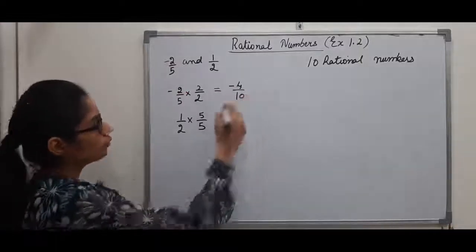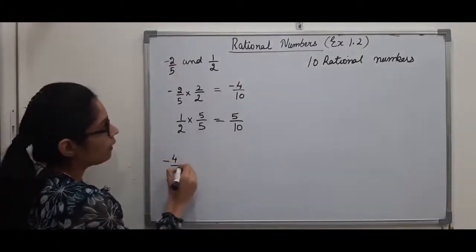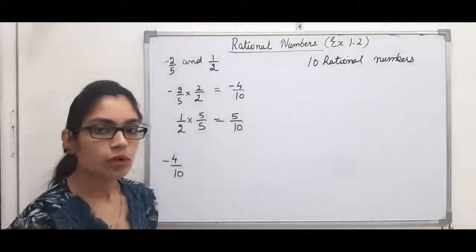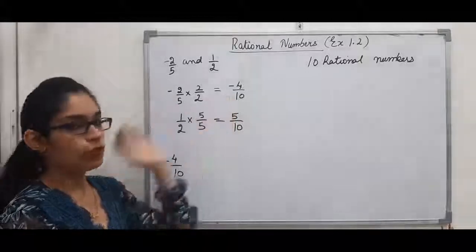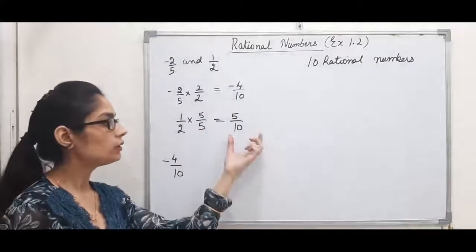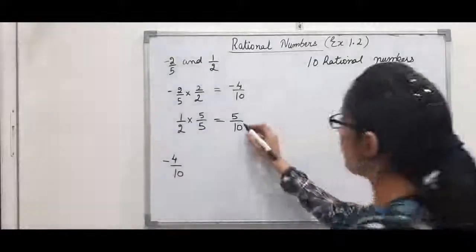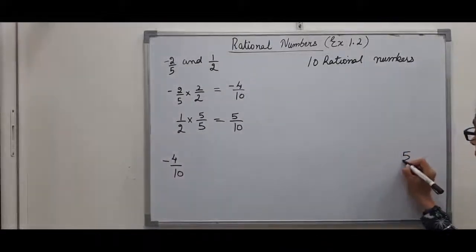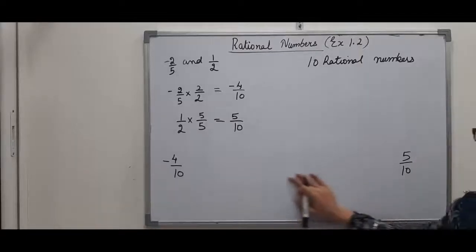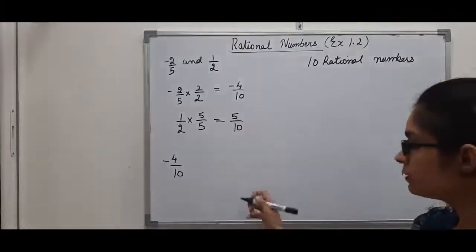Now I will write these two numbers. First I will write minus 4 by 10 here, since it's the smaller number. In the previous question I have already told you, numbers with a minus sign are smaller than positive numbers. So here I will write 5 by 10. Let's find out if 10 numbers are present between these two numbers.